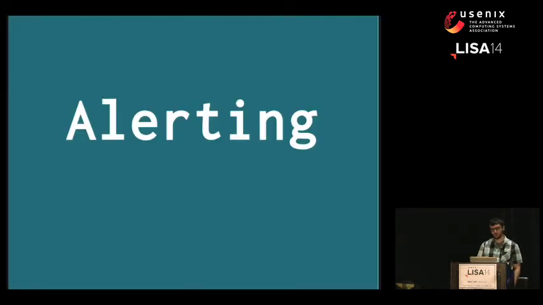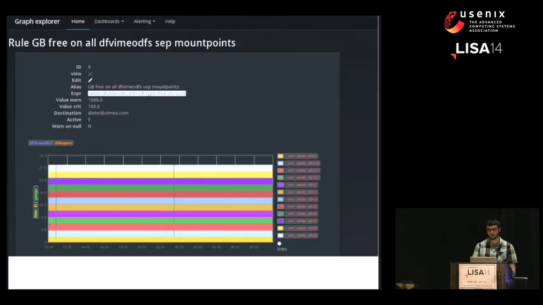And then the third big case that I'm getting more and more into lately is better alerting. One thing that Graph Explorer also lets you do is put expressions, which could be a Graphite expression or a single metric, or a Graph Explorer query, and set thresholds on that.